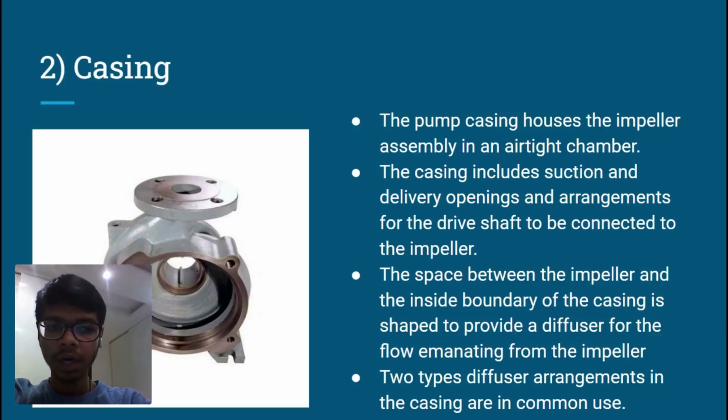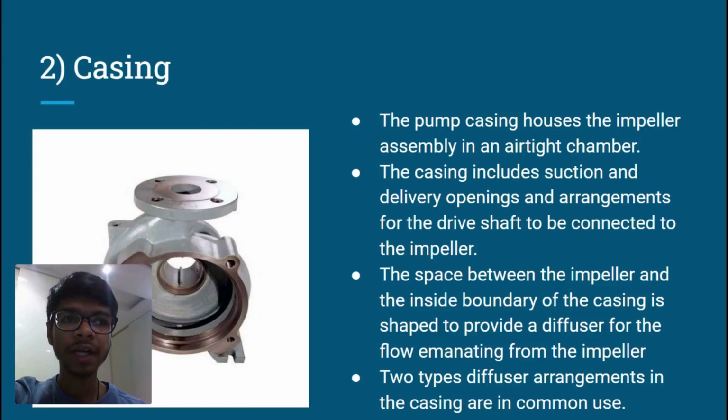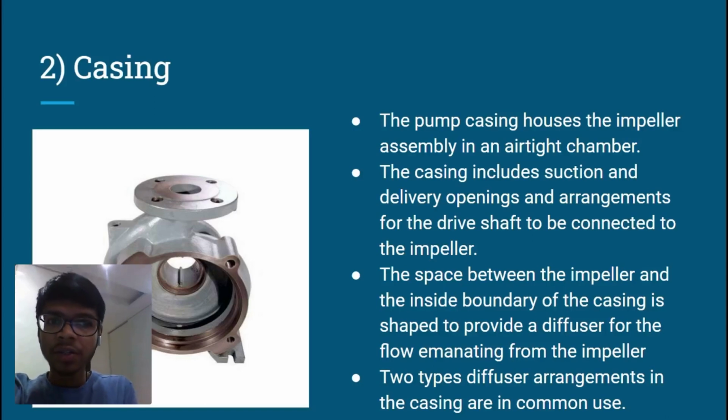So talking about casing, the pump casing houses the impeller assembly in an airtight chamber. The casing includes suction and delivery openings and arrangements for the drive shaft to be connected to the impeller. The space between the impeller and the inside boundary of the casing is shaped to provide a diffuser for the flow emanating from the impeller. This is to convert a considerable part of the kinetic energy of the flow that comes out of the impeller into pressure energy, and thereby reduce friction and other losses.